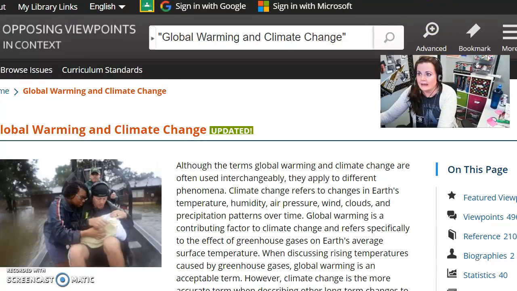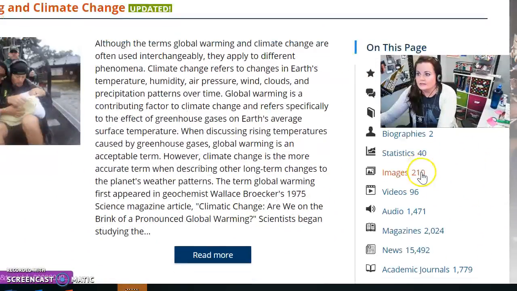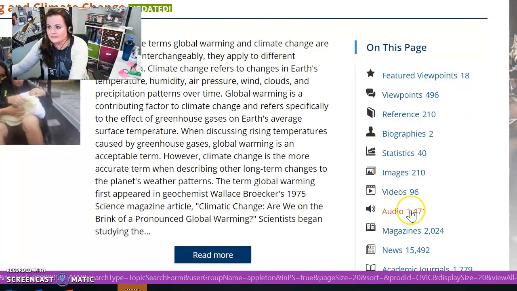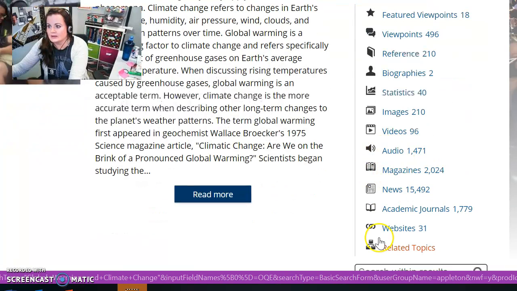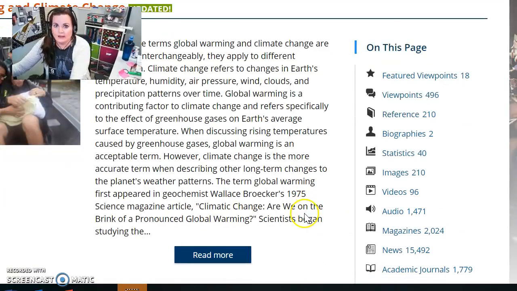And when you look at the side, you'll see that there are featured viewpoints, lots of different other things, and then we have things that are just news and magazine articles. Okay. Now, if you want to be able to find views on both sides of this scientific issue, then you may want to go to the featured viewpoints or viewpoints.